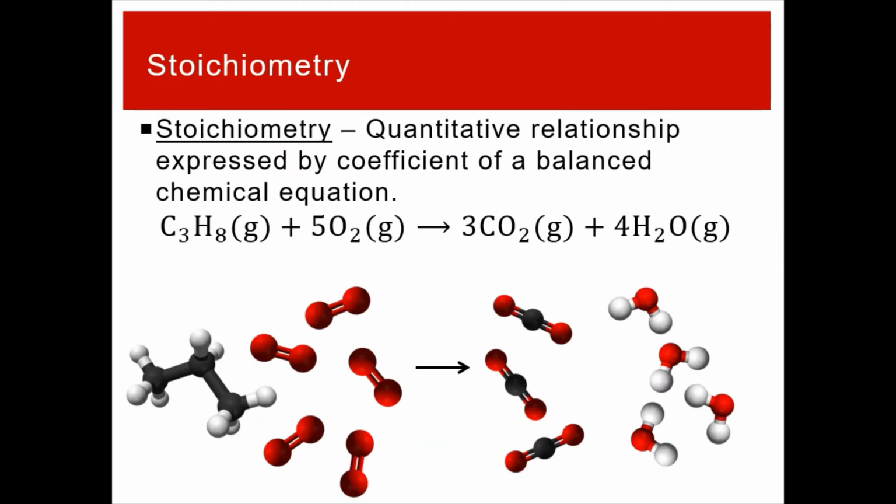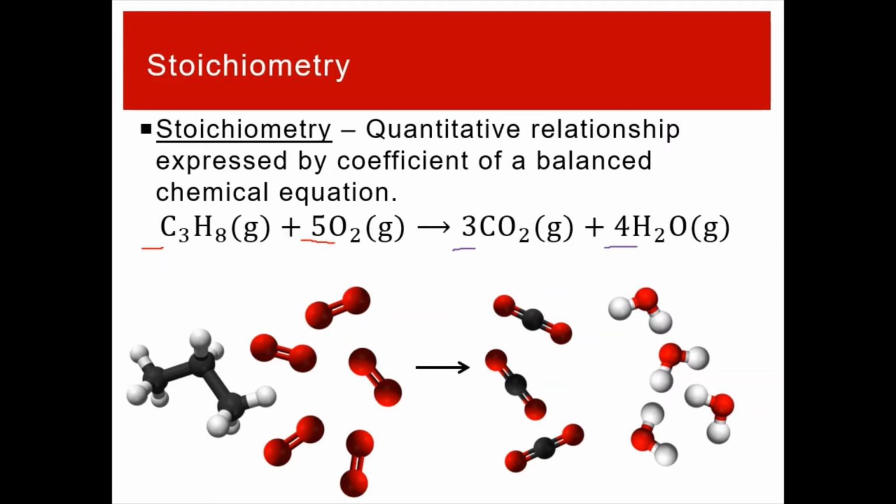So it's tied to chemistry. Stoichiometry is the quantitative relationship expressed by coefficients of your balanced chemical equation. So instead of talking about making sandwiches, we could say that you need 1 molecule of C3H8 to react with exactly 5 molecules of O2, right? The 1 is implied right there. And if you do that, you will make exactly 3 molecules of CO2 and 4 molecules of water.